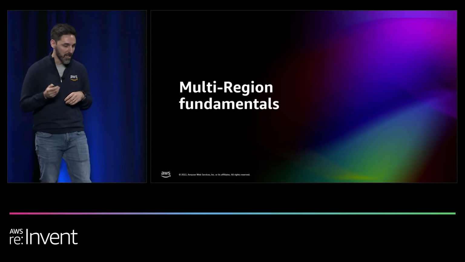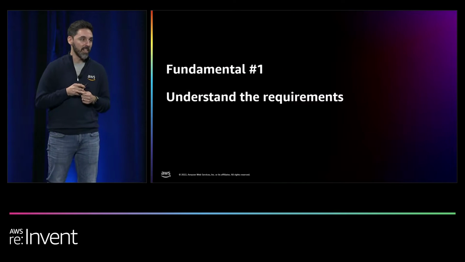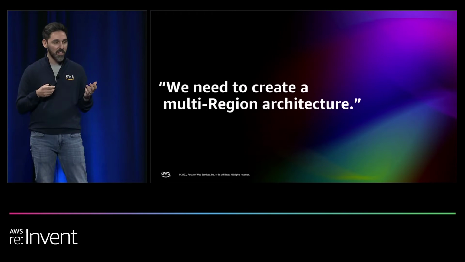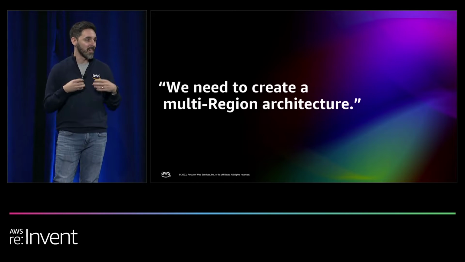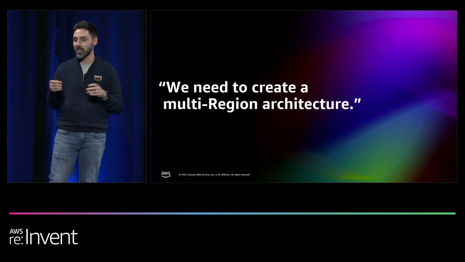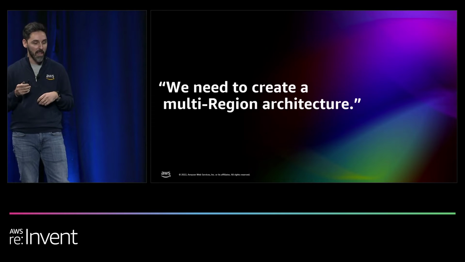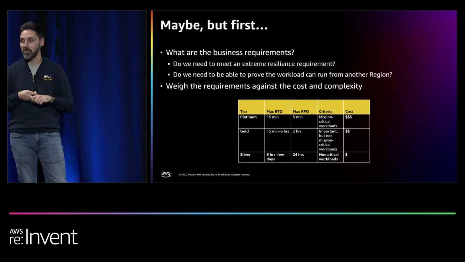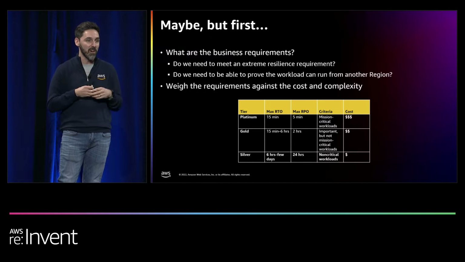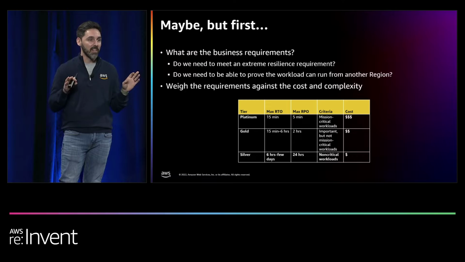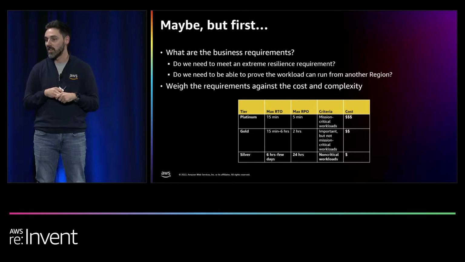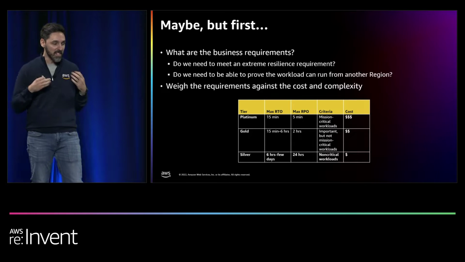So to kick it off with the fundamentals, the first one is understanding the requirements. And it's almost like a prerequisite, really. When talking with customers and going into meetings about resilience or multi-region, I usually hear this statement right off the bat: we need a multi-region architecture. And I always pause. It's definitely possible we may need that, but first let's really understand the requirements. And I will say categorically, I have not come across an enterprise where every single application needs to be multi-region. So what we need to do is define requirements.